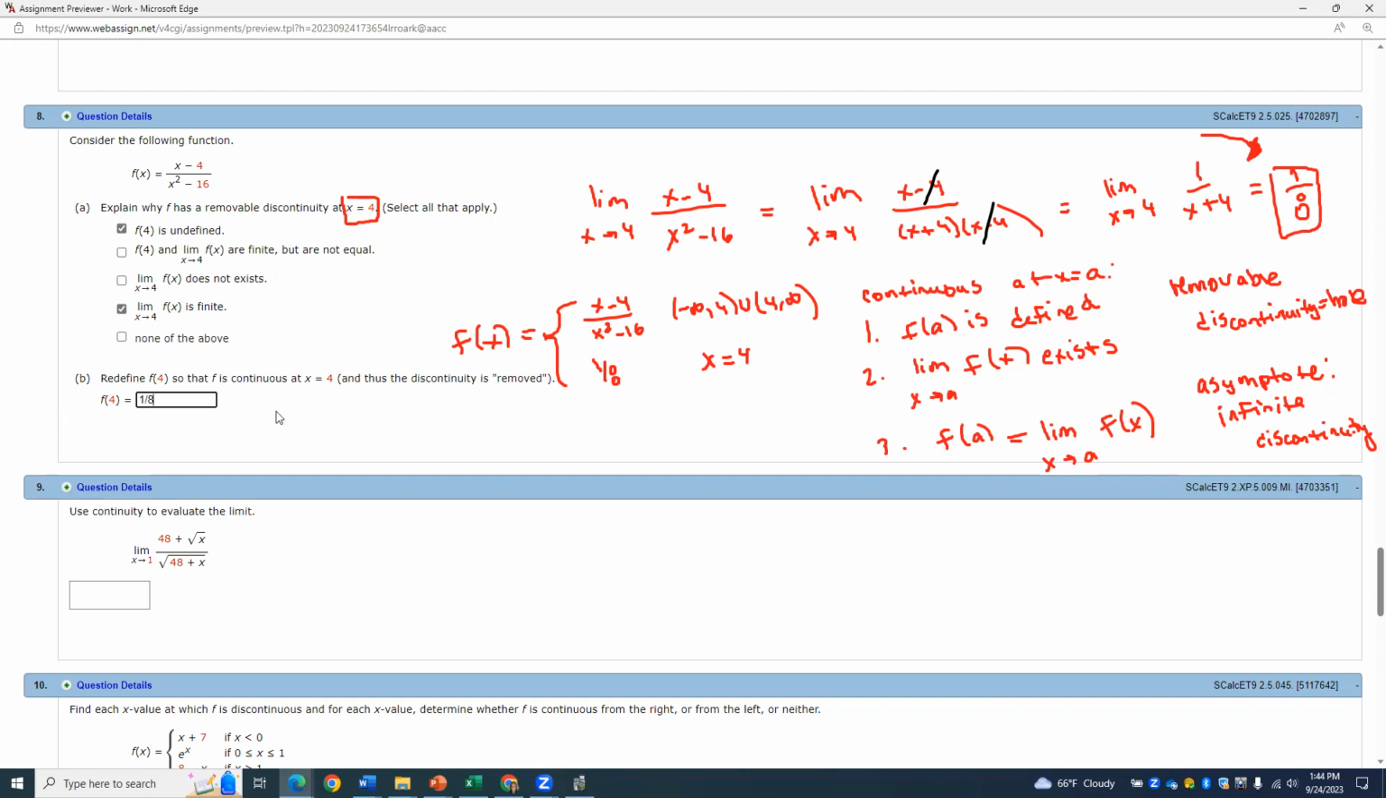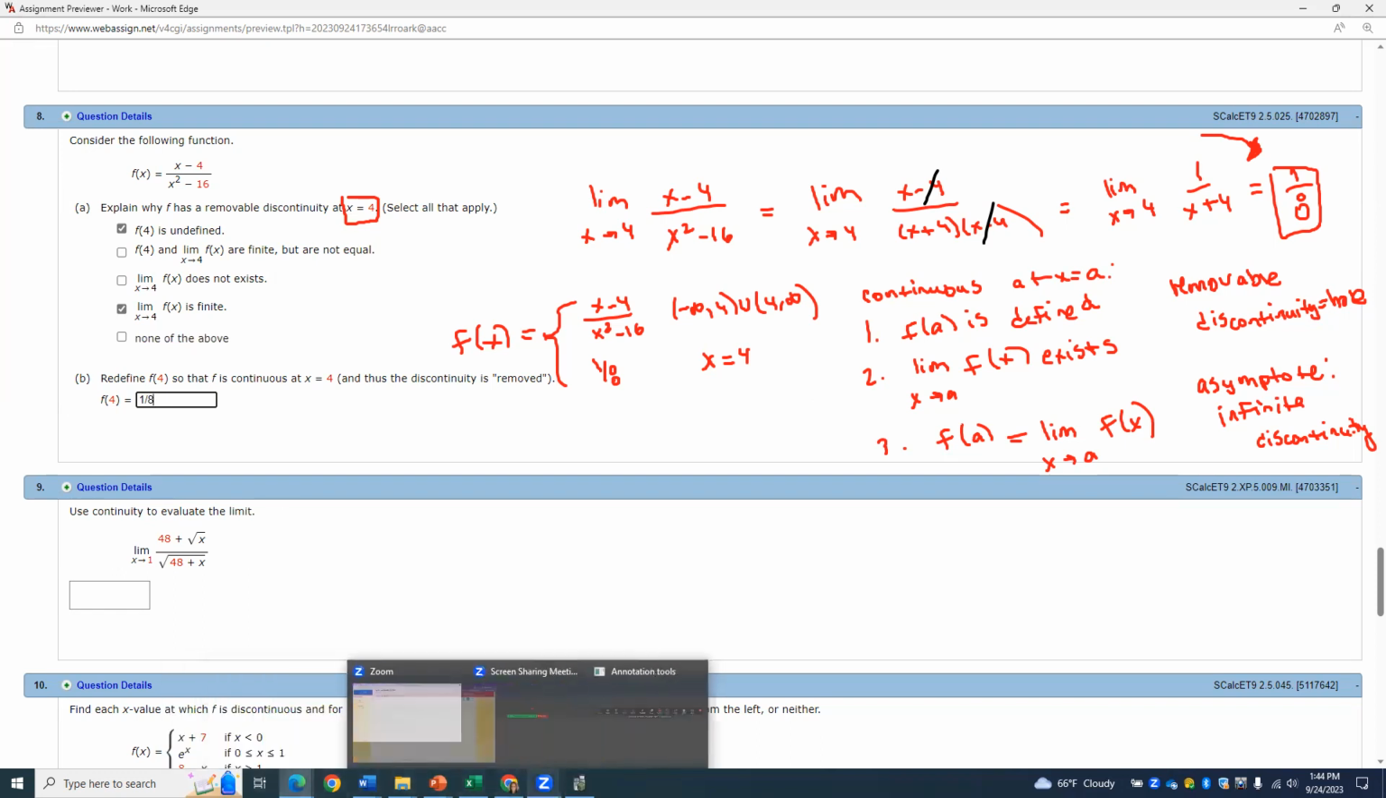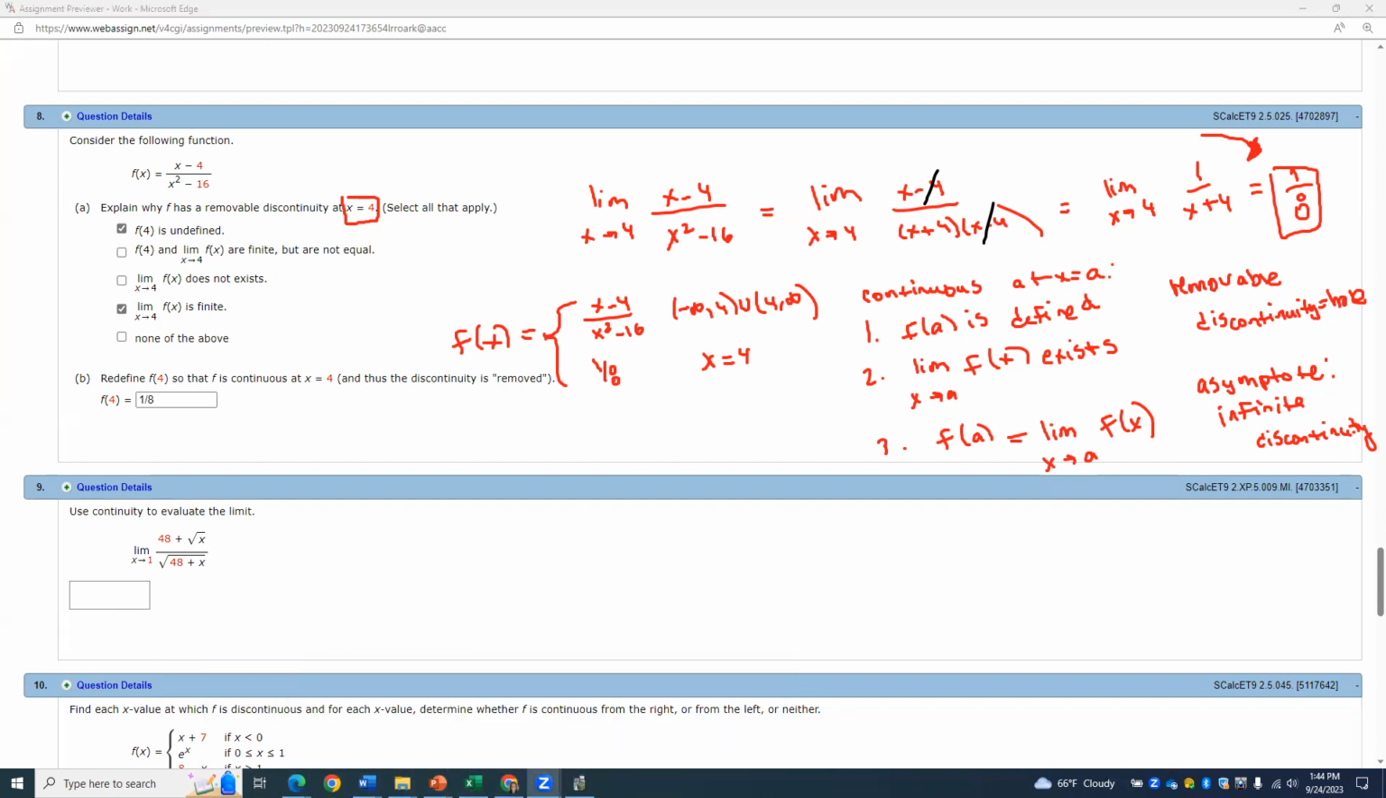Again, that was number 8 from the 2.5 WebAssign, but keep me posted on how things are going. 2.6 is a little challenging, not going to lie, because there's a lot of infinity talk, and infinity talk is confusing. It's challenging to think about infinity all the time. It also relies a lot on our knowledge of graphs, which can sometimes be great, sometimes not. So let me know how that's going when you get to it.